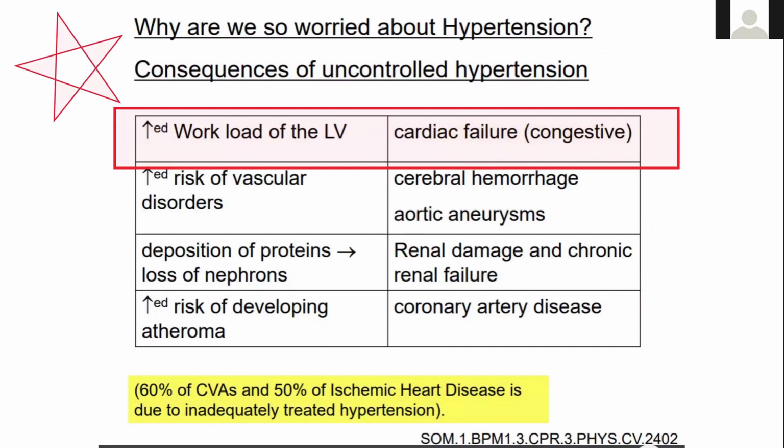Okay, I started this one because these are all things that are going to be consequences of the uncontrolled hypertension. So you need to know all of this. I put a circle around this one and a square around this one, because cardiac failure is one of those big ones of uncontrolled hypertension. And that's what this lecture goes into a lot.